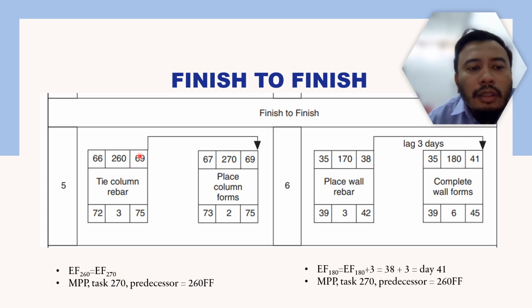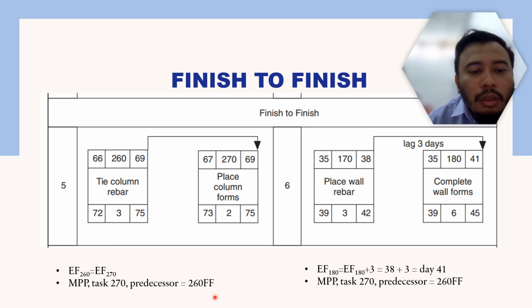So on day 69 tie column rebar is complete. On the same day, place column form is also complete. So they finish on the same day. Usually this is based on the sequence of work. Once you finish the column rebar, you place the formwork on the same day, so you can pour on the next day or the same day. It depends on your type of work and the sequence of work.